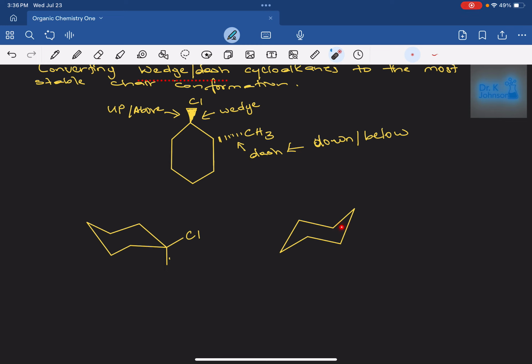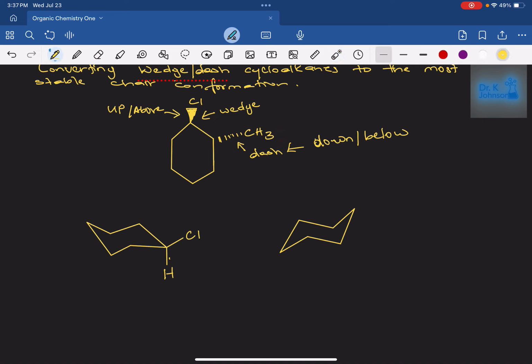You could have started over here, it's fine. The goal is when you flip the chair, you need to know where your groups are. So I have my Cl, I'm going to put my hydrogen in. Now pay attention, your CH3 is bonded to the carbon that is right next to the Cl. So here's my Cl. I can put my CH3 either here or here. It doesn't matter. It would still be 1, 2. So I am going to put it here. So my CH3 is down or below.